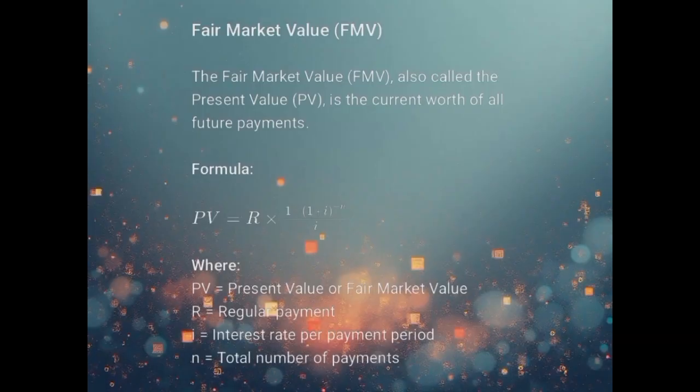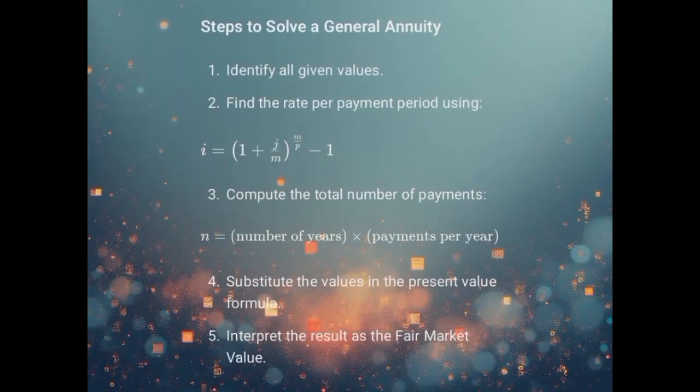Fair market value. The fair market value, or FMV, also called the present value, PV, is the current worth of all future payments. Formula: PV equals R times (1 minus (1 plus I) raised to the power of negative n) over I, where PV is the present value or fair market value, R is the regular payment, I is the interest rate per payment period, and N is the total number of payments.